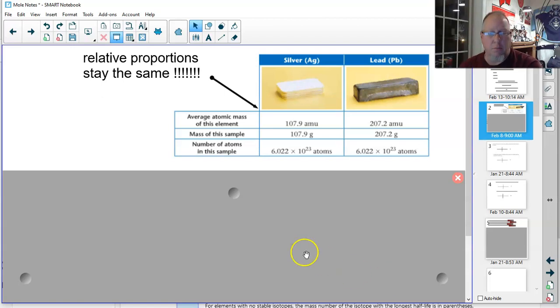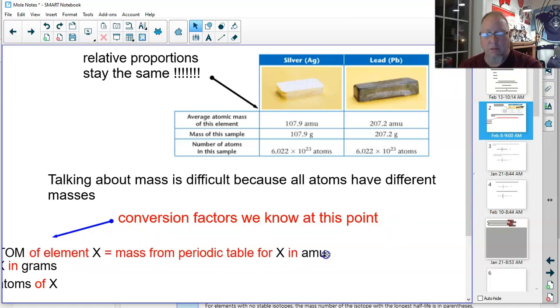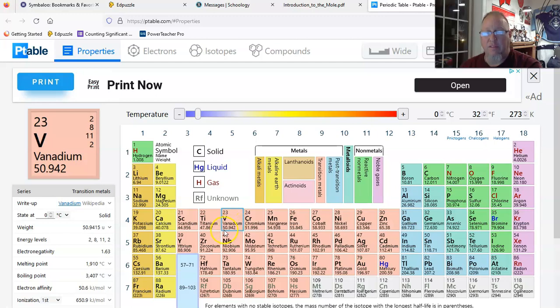Which means I'm already to the point where I'm able to summarize what we're learning today in this lesson. And these are conversion factors that you're going to need to know in order to do your homework for today. And conversion factor number 1 is something that you learned in Unit 3. That one atom of an element, doesn't matter what the element is, is the mass from the periodic table for that element in atomic mass units. So one atom of vanadium is 50.942 atomic mass units. One atom of aluminum is 26.982 atomic mass units.